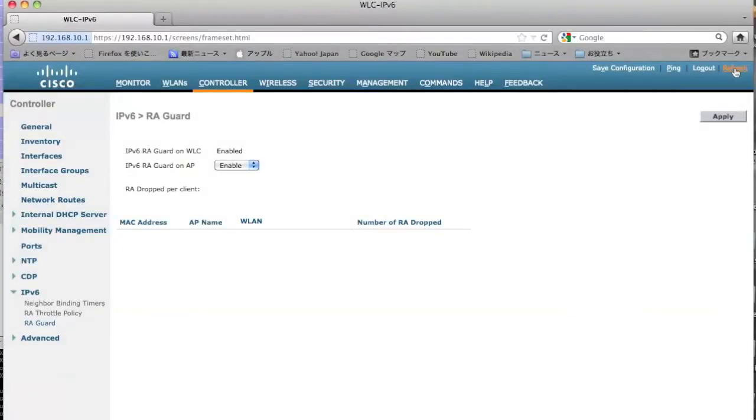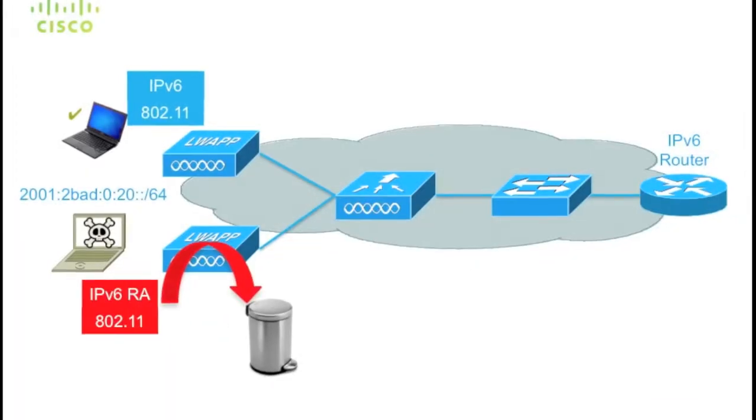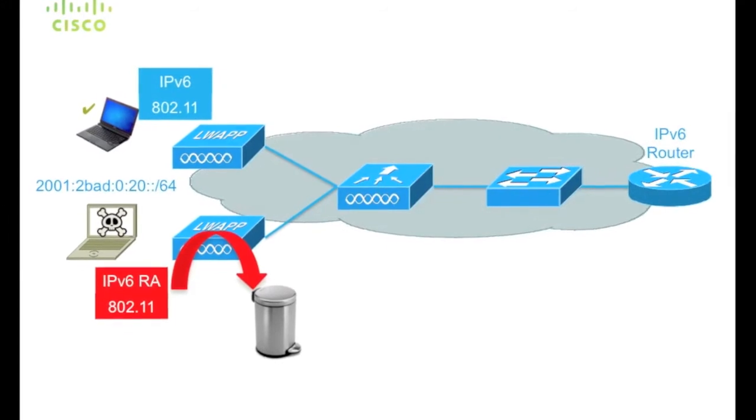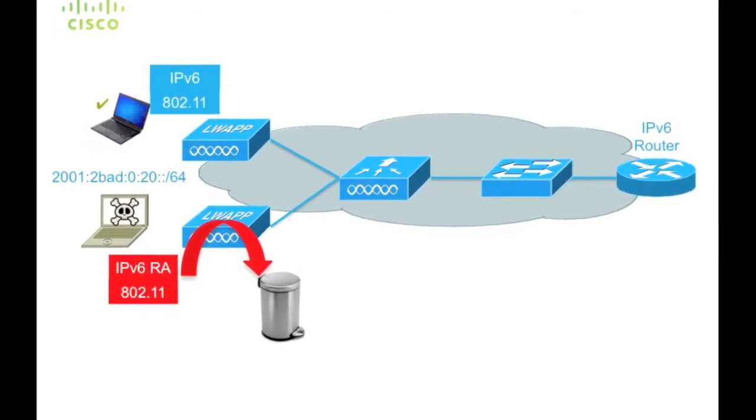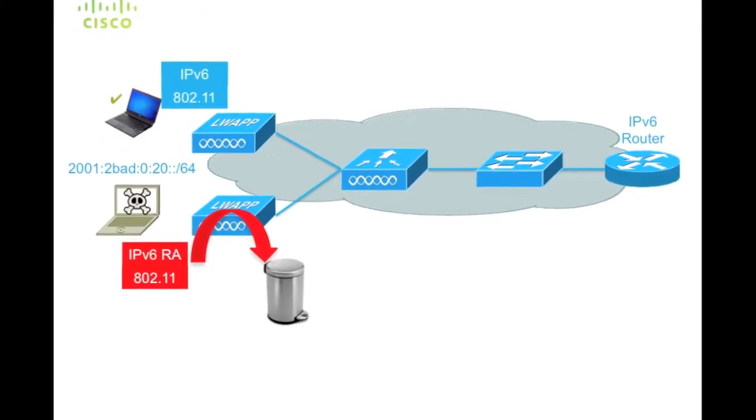Now let's take a look at the controller. With the RA Guard feature enabled on the controller and AP, I can see they are dropping all the RA from the wireless LAN client. By doing this, they are preventing the IPv6 security risk for the wireless LAN network.